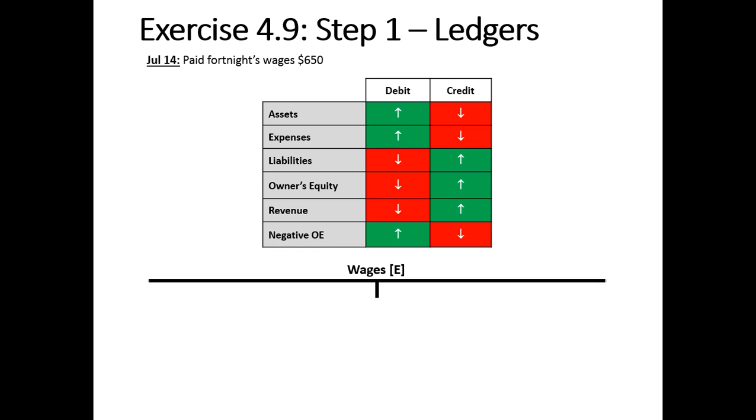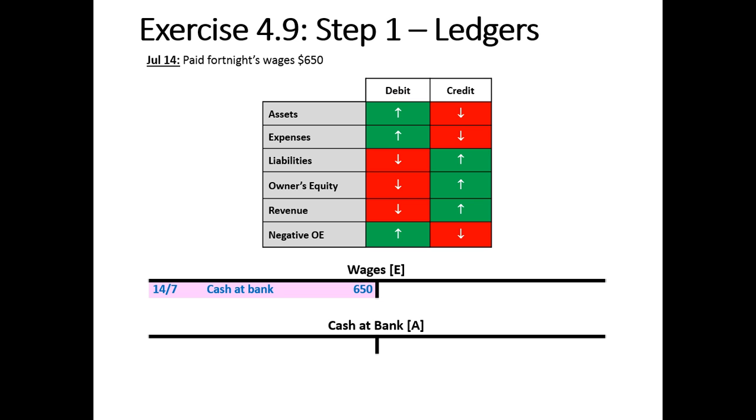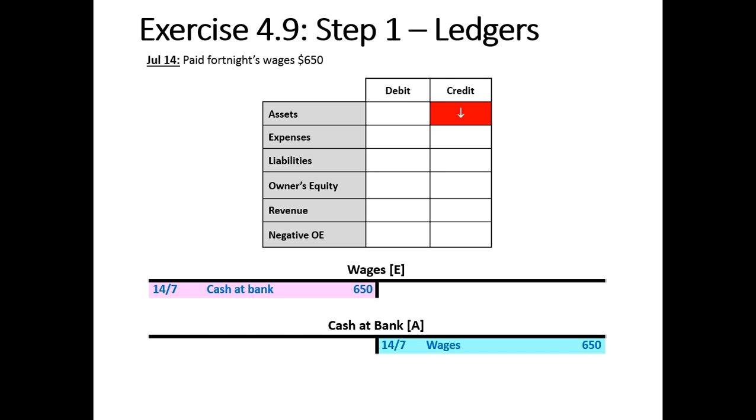We've paid fortnightly wages. Remember, wages don't have GST, so we have an expense going up $650, and also an asset called cash going down $650.